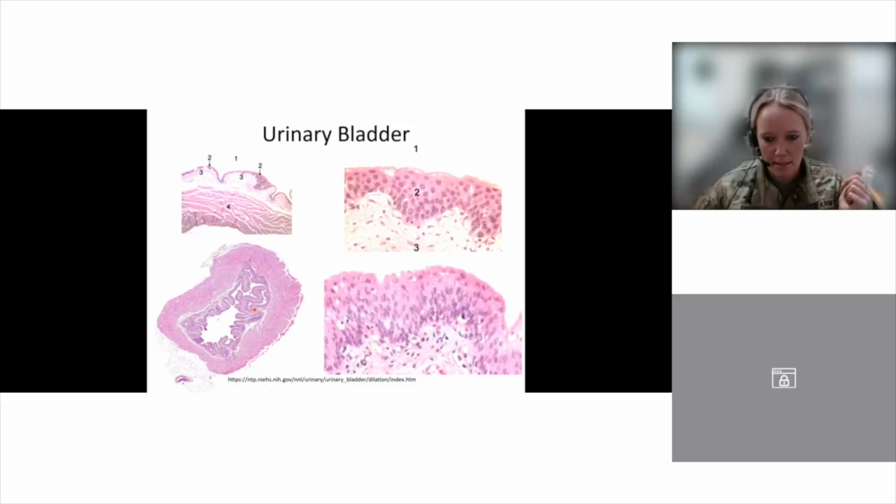Muscularis, similar, it has inner, outer, and middle layers. These are also called the detrusor muscles. And then on the outside, the serosa or adventitia.